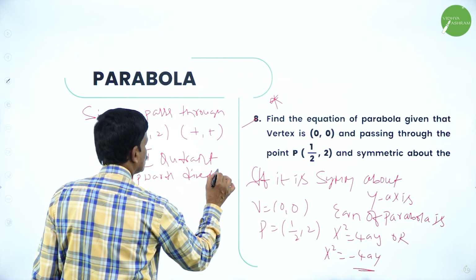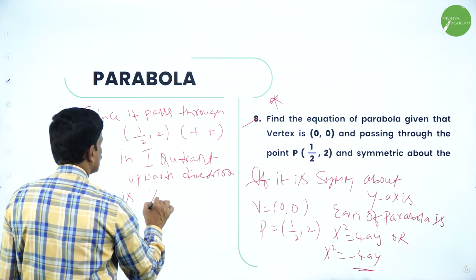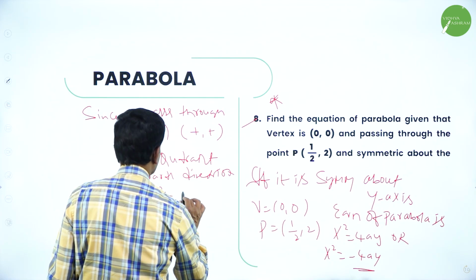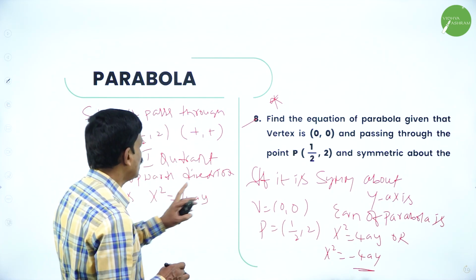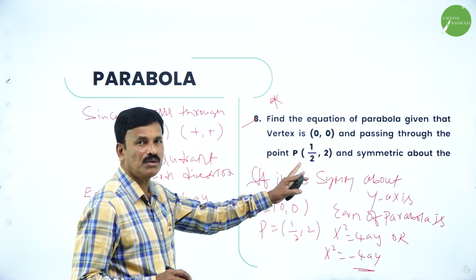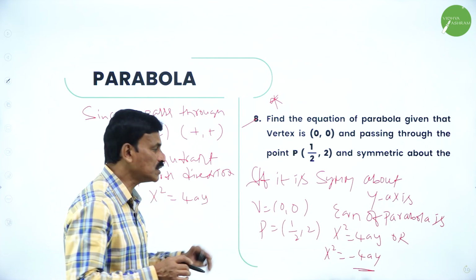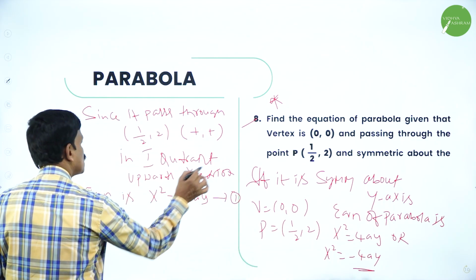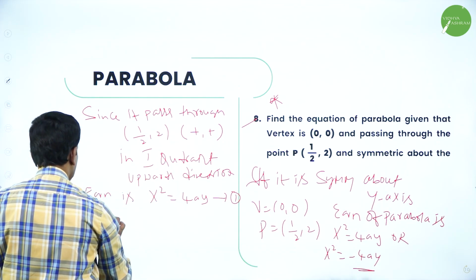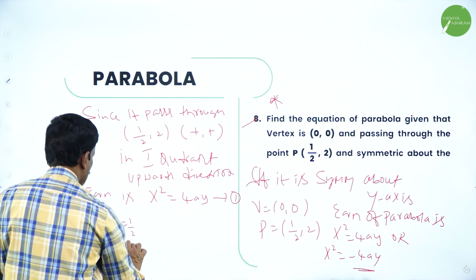Upwards direction. So therefore the equation of the parabola is x square is equal to 4ay. Now just very simple, substitute the value of x and y as x is equal to 1 by 2 and y is equal to 2 in the standard equation, get the value of a, again substitute in equation number 1 itself. Let us represent this as equation number 1. Now since it passes through 1 by 2 comma 2, put x is equal to 1 by 2 and y is equal to 2 here.